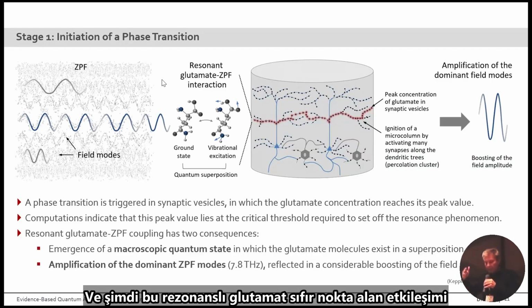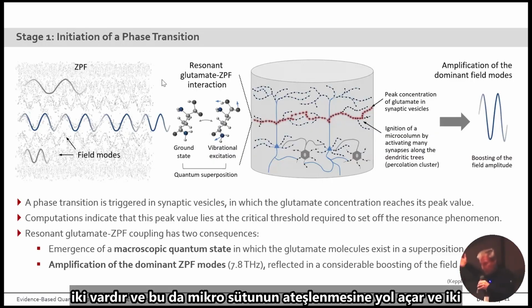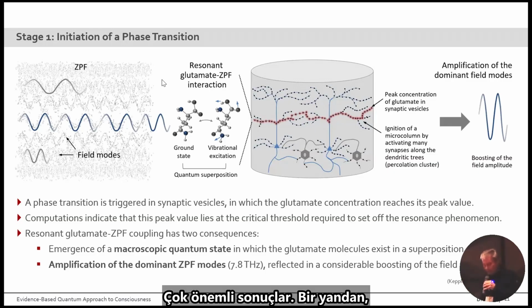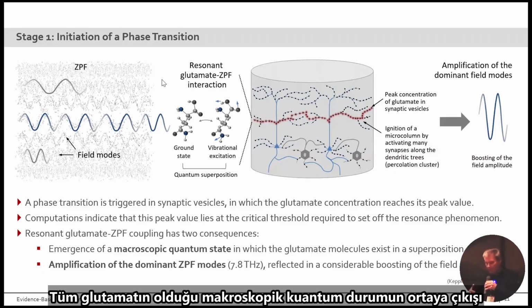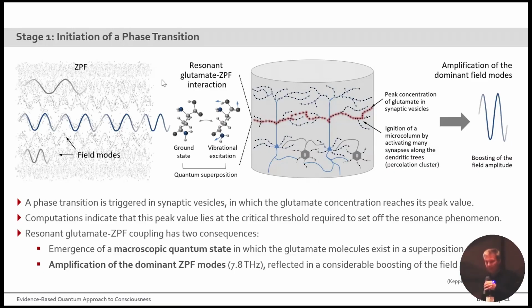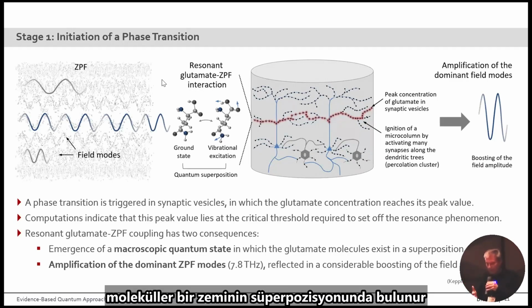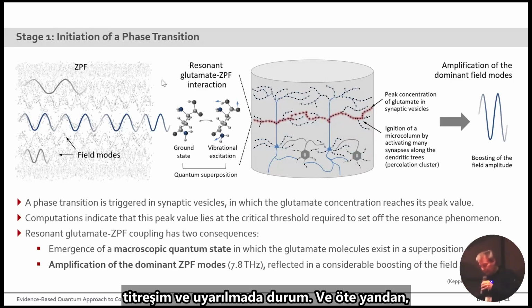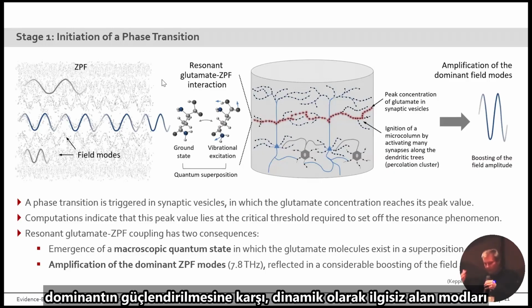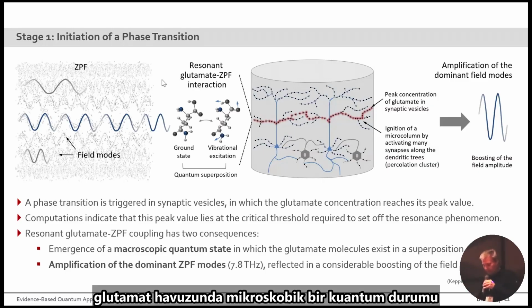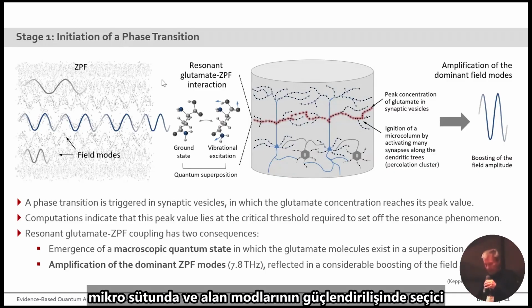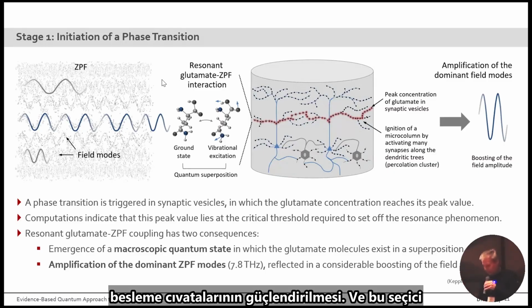And now this resonant glutamate zero-point field interaction, which leads to the ignition of a microcolumn, has two very important consequences. On the one hand, on the part of the glutamate pool, this resonant interaction leads to the emergence of a macroscopic quantum state in which all the glutamate molecules exist in a superposition of a ground state and a vibrational excitation. And on the other hand, on the part of the field, this resonant interaction leads to a boost of the dominant, the dynamically relevant field modes that play with the glutamate pool. So we have an effect on both sides: the emergence of a macroscopic quantum state in the glutamate pool, in the microcolumn, and the selective amplification of field modes.